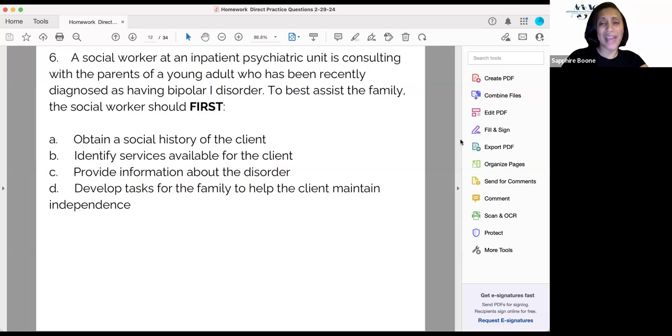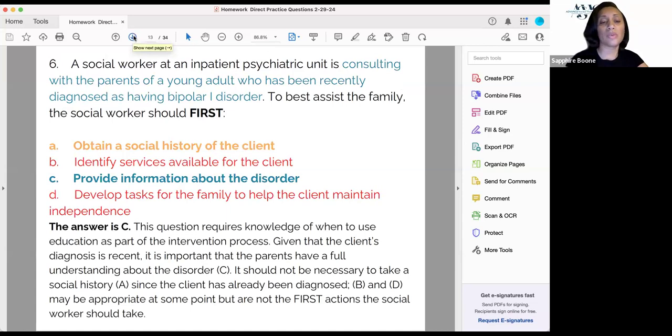I saw a lot of people picked A, but again, A would be if we didn't already diagnose. And so that's why the answer is not A. So the answer is going to be C, provide information about the disorder. This question requires knowledge of when to use education as a part of the intervention process. Given that the client's diagnosis is recent, it is important that the parents have a full understanding about the disorder. C, it should not be necessary to take a social history since the client is diagnosed. And B and D may be appropriate at some point, but are not the first actions.